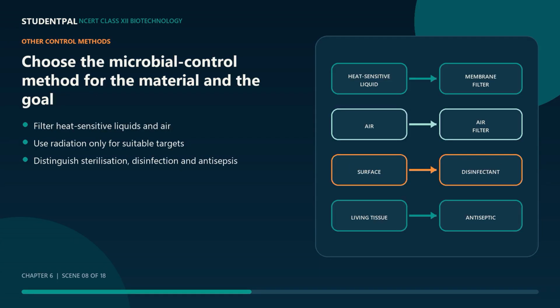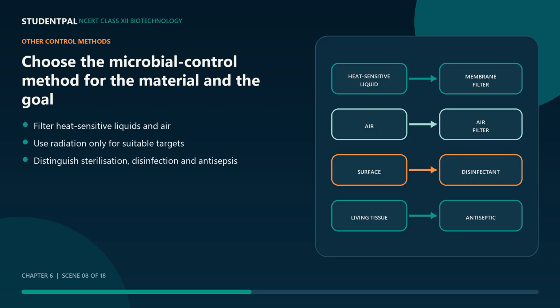Not every material can be heated. A heat-sensitive solution such as a serum component may be passed through a membrane that physically retains microorganisms. The filtrate can then be collected aseptically. High-efficiency filters remove particles and microorganisms from air in suitable systems.